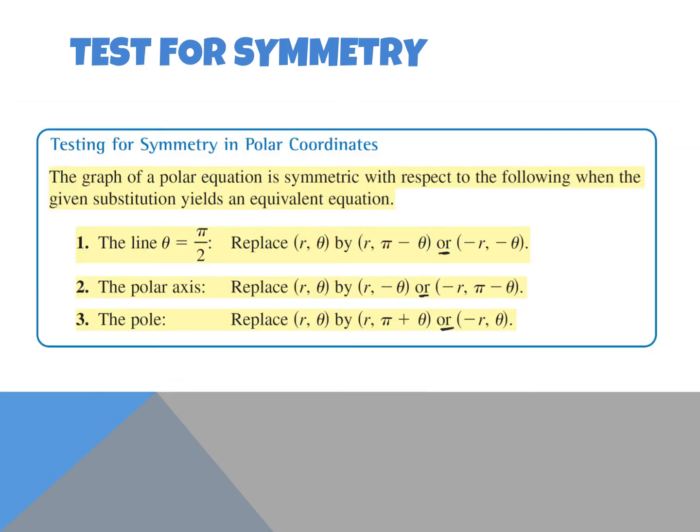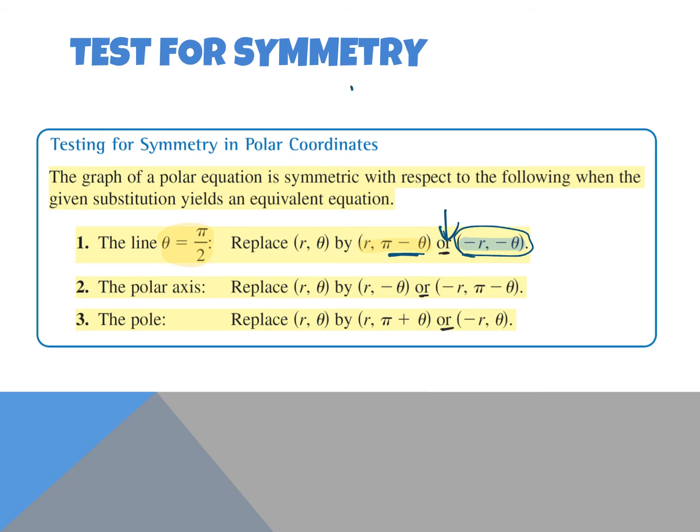Now here's the long way to test for symmetry. If you're testing for something to be symmetric to the pi over 2 line, then you can either take your variables, r and theta, and replace them with r and pi minus theta, or negative r and negative theta. This is an or, so you could literally choose either one. For me, when you start to add and subtract, it gets confusing for people, so I would always choose the one that doesn't have it.